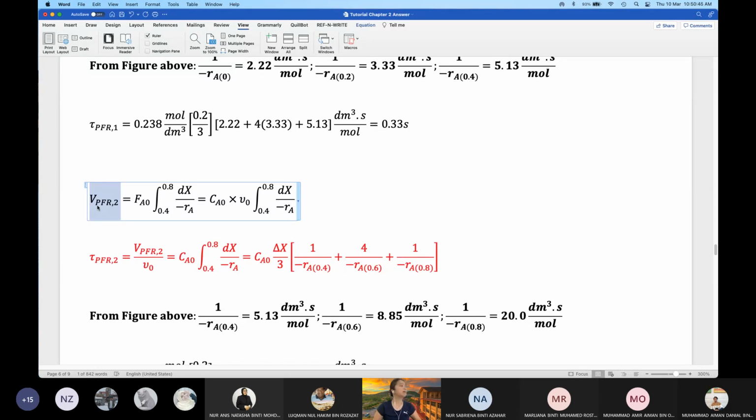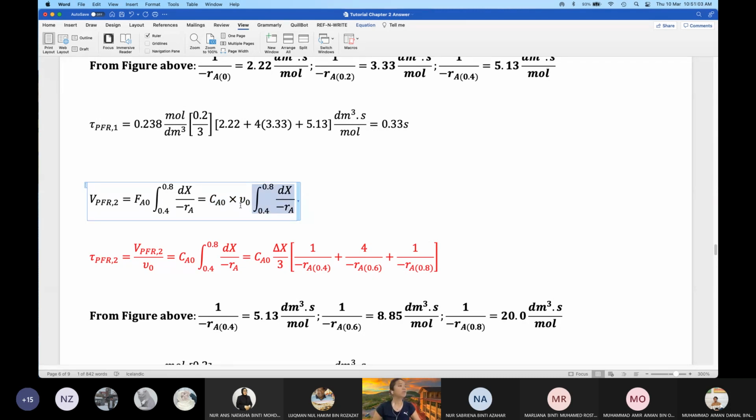I already have the volume, but I don't have the initial volumetric flow rate. But I remember FA0 is equal to CA0 multiplied with V0. That is something we already know. Okay, so I replace it that way. Then the integral part is still the same. The integral part we don't touch, we just leave it.